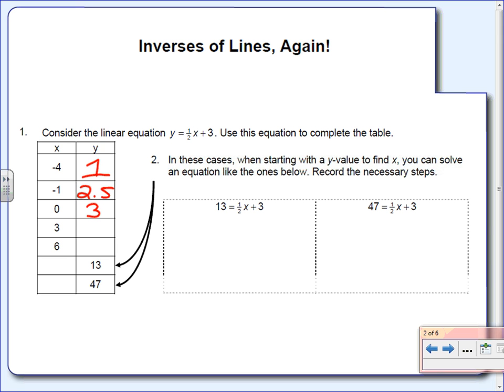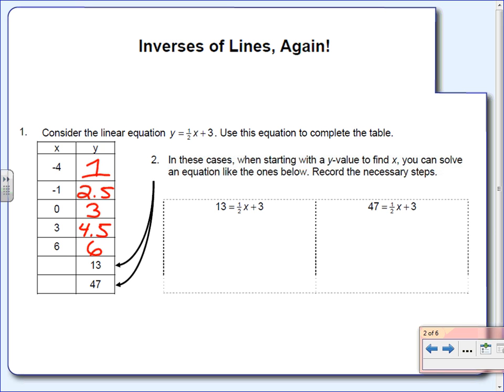Next number is 3. Half of 3 is 1.5. And 1.5 plus 3 is 4.5. One more here. 6. Half of 6 is 3. And 3 plus 3 is 6. So see, that wasn't as bad as you thought.